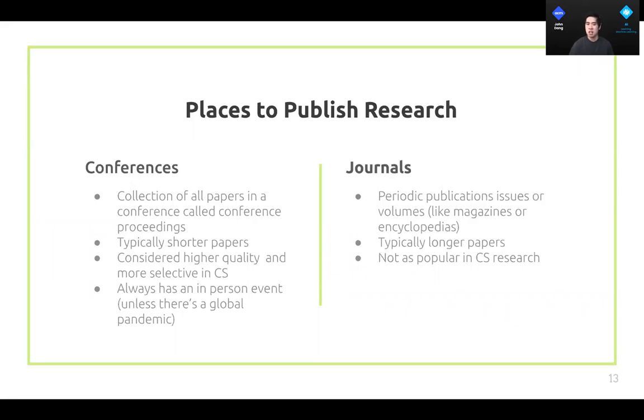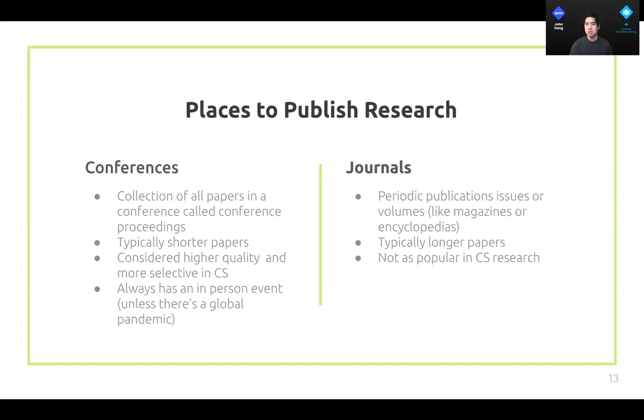On the other hand, journals are periodic publications, where there are issues or volumes. You can think of them kind of like magazines or encyclopedias. And typically these papers are longer, and you still generally have to go through a peer review process.